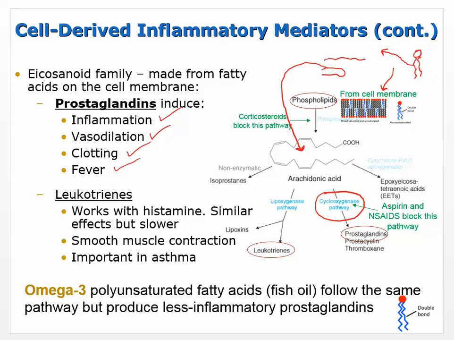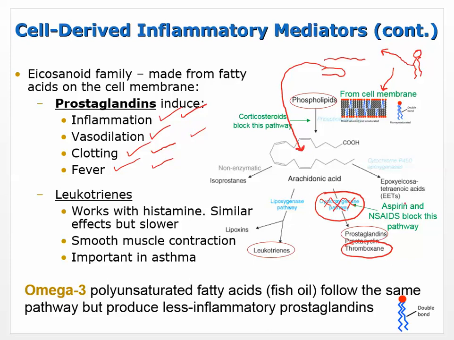All of these things are cell-derived because it was made essentially from the cell membrane of the cell. So why is this important? It's important because aspirin and NSAIDs block the enzyme cyclooxygenase. That means arachidonic acid was made, but it never turned into a prostaglandin. That's why aspirin is anti-inflammatory. And that's also why aspirin can prevent clotting, because thromboxane is involved in clotting. Thromboxane isn't produced in as high amounts, so it can reduce clotting, fever, and pain, even though I don't have pain listed up here. That's why prostaglandins are important, because they induce all of these things.